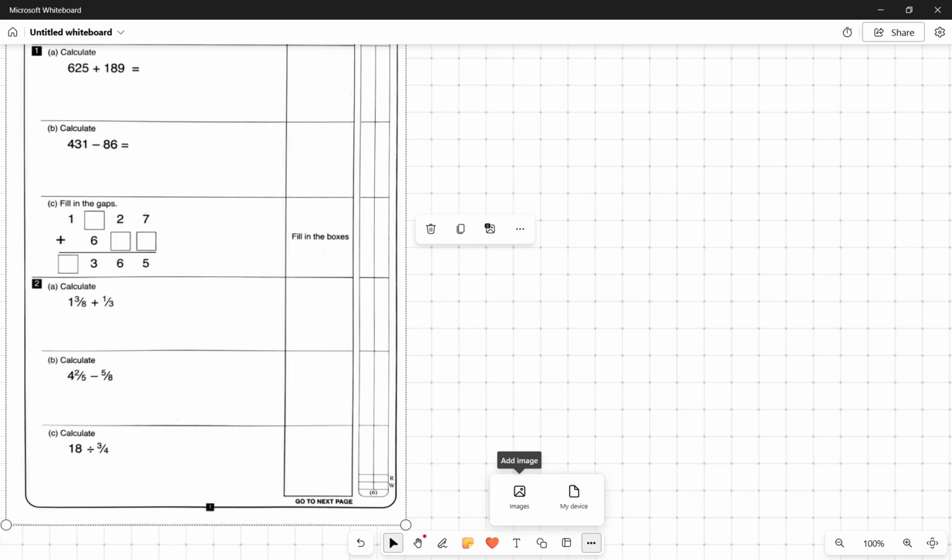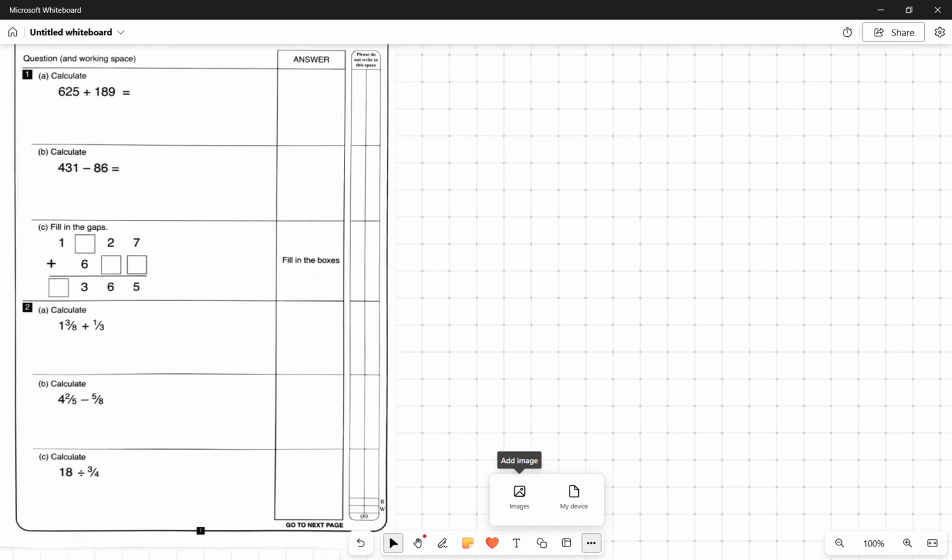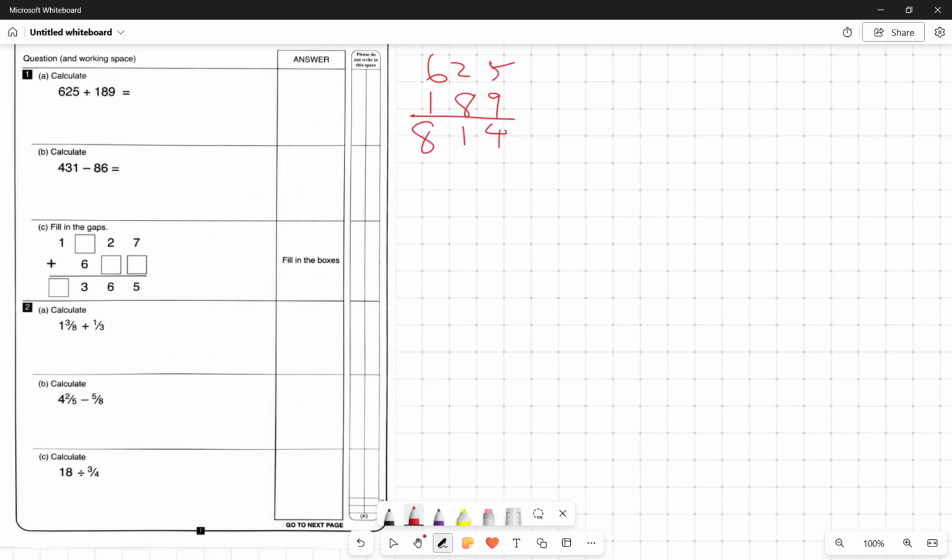So it means you're going to solve this question. 625 plus 1, 8, 9. So your answer will be 4, 1 and 8. So the answer is 814. This is the answer for question number 1A.